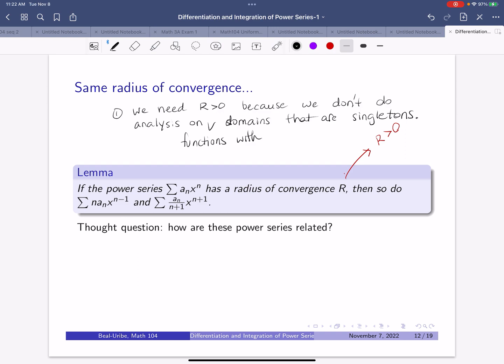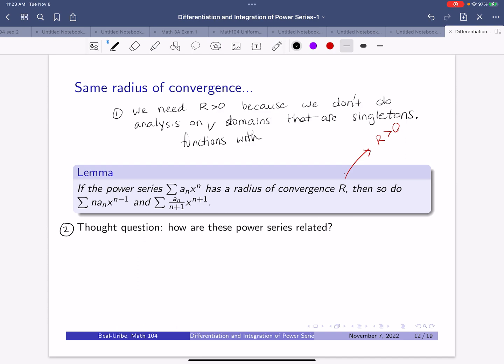We can't integrate unless we can look at the limit from the left, the limit from the right, right? We can't take derivatives unless we're able to look at the limits. So we need r greater than 0. We need to know that our power series is defined on an interval, not just defined on a singleton, okay? And then the second question is down here.